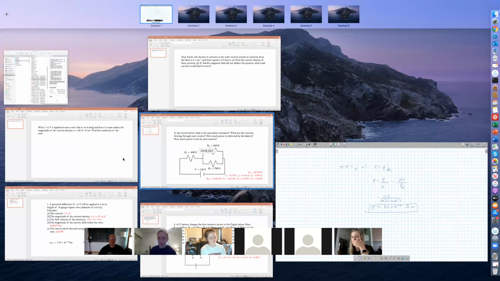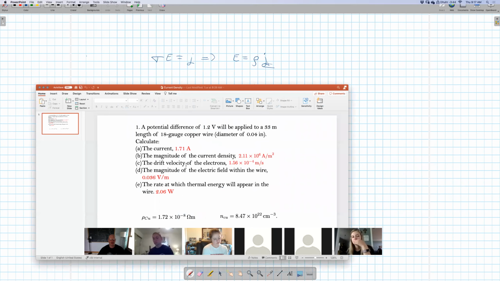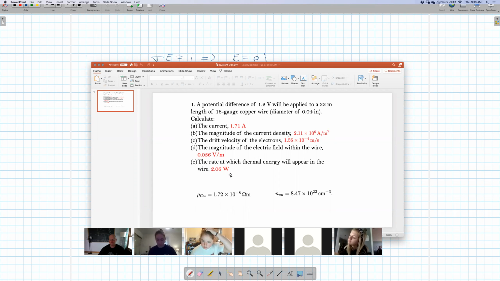So all of that together brings us to today's group assignment. Yay for group assignments. So this says that we have a potential difference of 1.2 volts applied to a 33 meter long wire of 18 gauge. An 18 gauge just means that it's 0.04 inches in diameter. And it wants us to calculate the magnitude of the current density, J, the drift velocity, then the magnitude of the electric field inside of the wire, and then the rate at which thermal energy will appear in the wire, basically being lost.